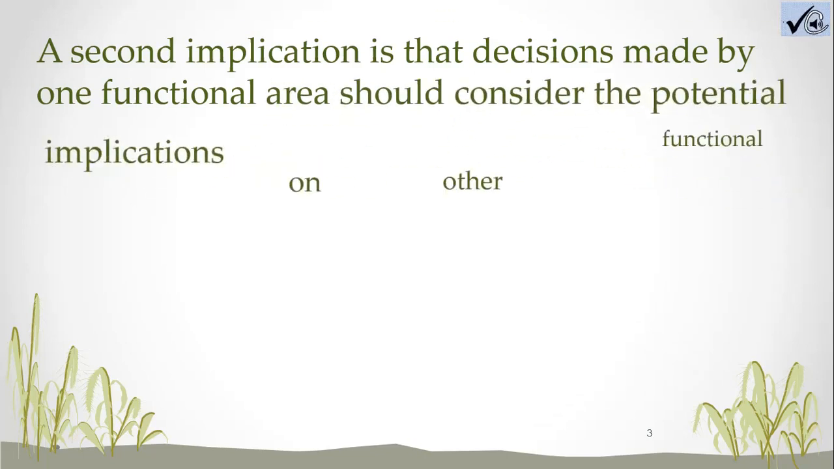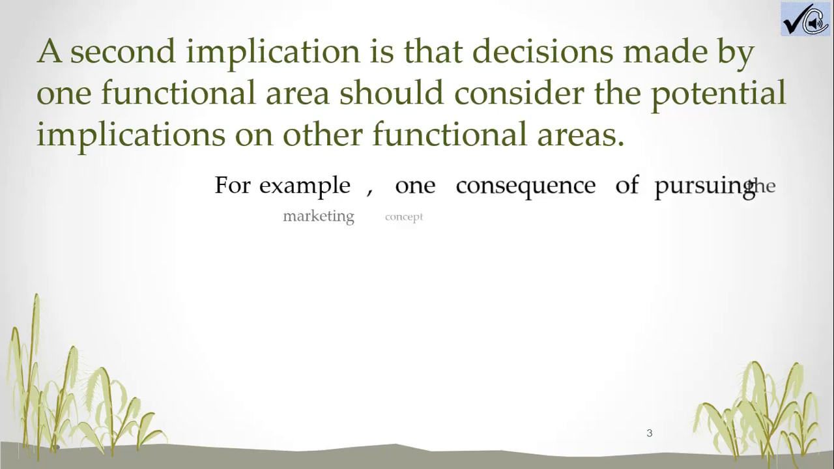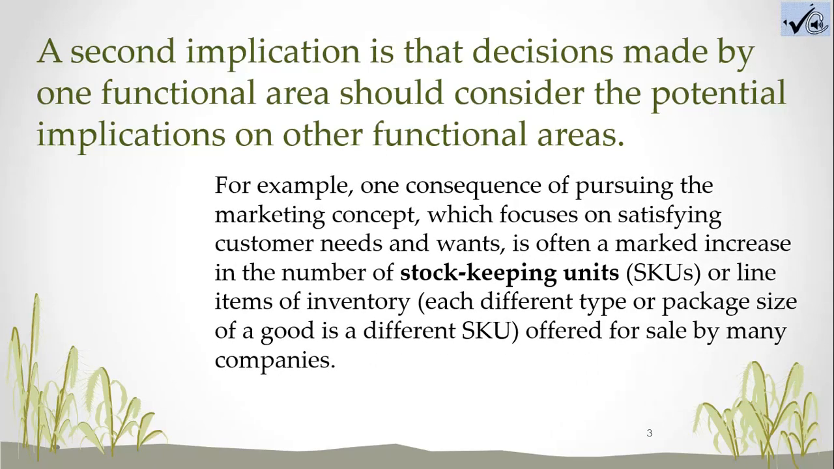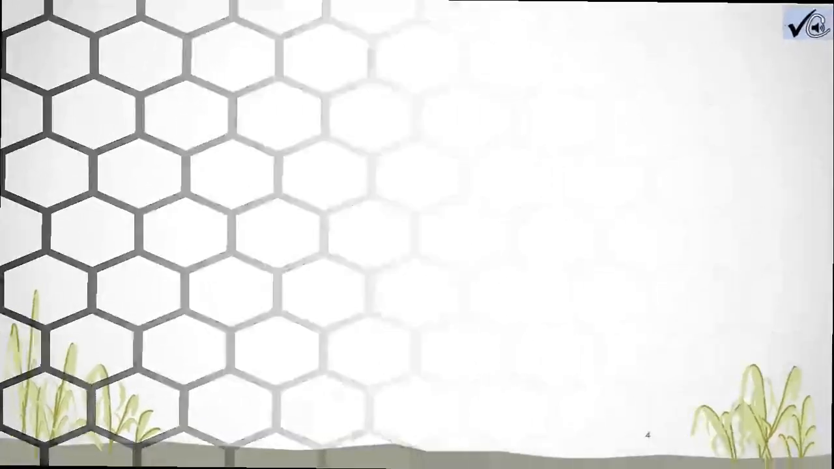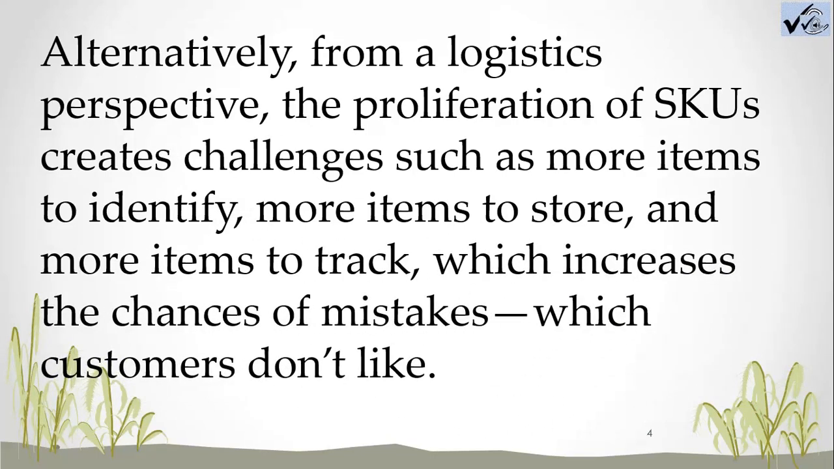A second implication is that decisions made by one functional area should consider the potential implications on other functional areas. For example, one consequence of pursuing the marketing concept, which focuses on satisfying customer needs and wants, is often a marked increase in the number of stock-keeping units offered for sale by many companies. An increased number of SKUs provides customers with more choices, which customers often want. Alternatively, from a logistics perspective, the proliferation of SKUs creates challenges such as more items to identify, more items to store, and more items to track, which increases the chances of mistakes which customers don't like.